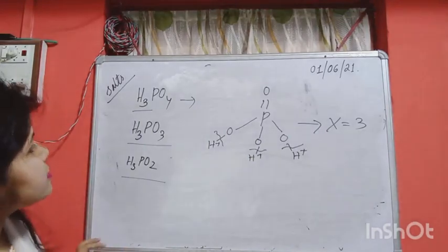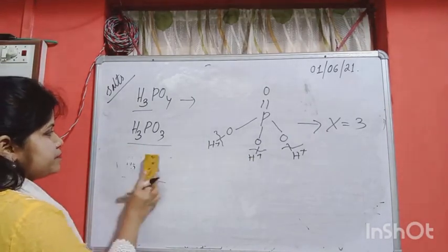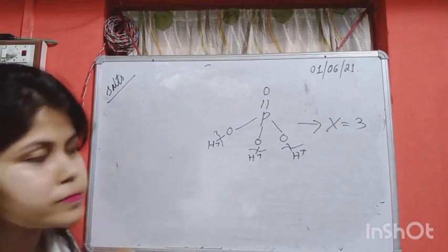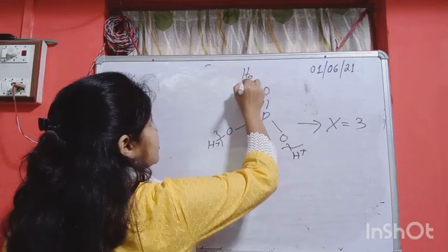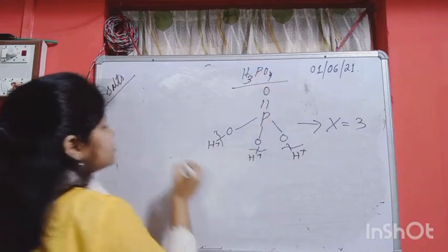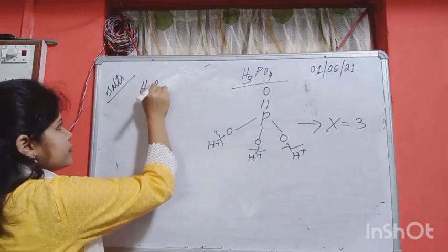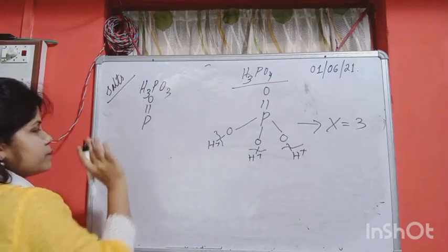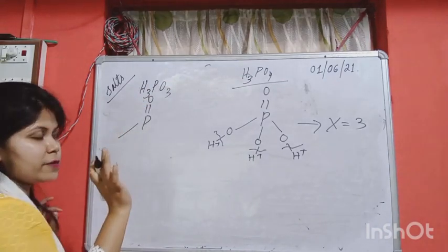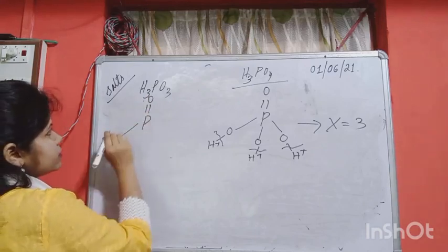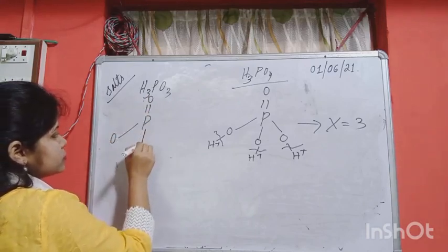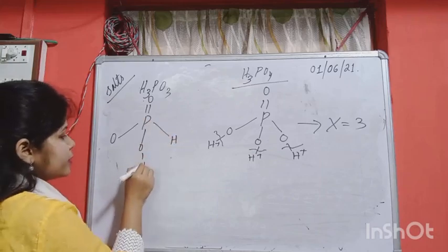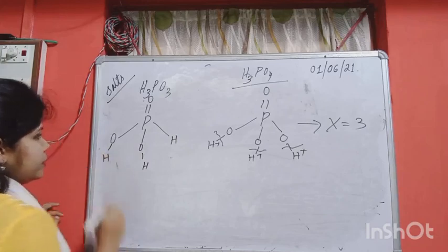Now let us consider the structure for H3PO3. Okay. For H3PO3 what will happen? This is for H3PO4. For H3PO3, just look at the structure, very important. And for everyone, P double bond O. Here, phosphorus has 5 valency. So, 1, 2, 3. Remaining 1. So, you have to give your hydrogen here 1, here also 1, and here also 1.